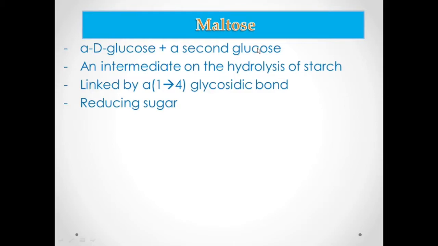This is because the cyclic structure can open at this position, C1, to form a free aldehyde, and therefore it could be oxidized. If there is an oxidizing agent, then this sugar, maltose, can be oxidized. So that is the main feature of maltose. You can see it is a malt sugar.